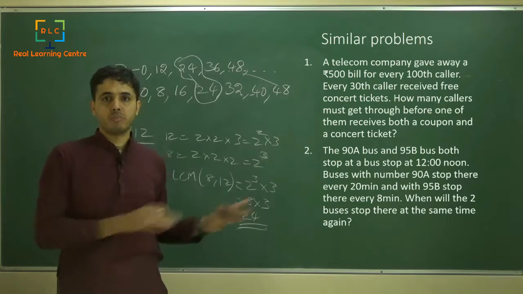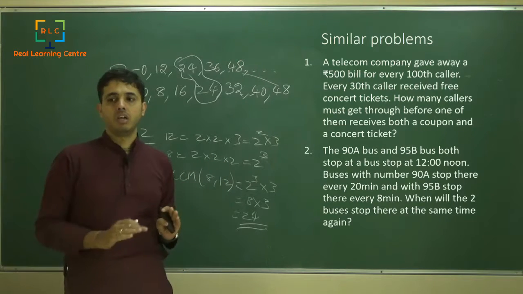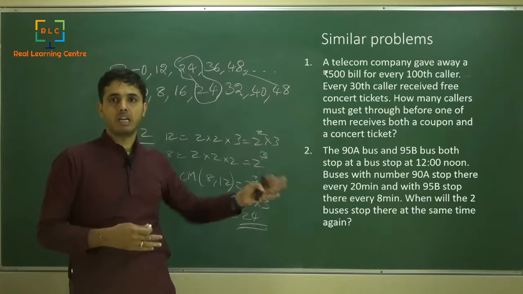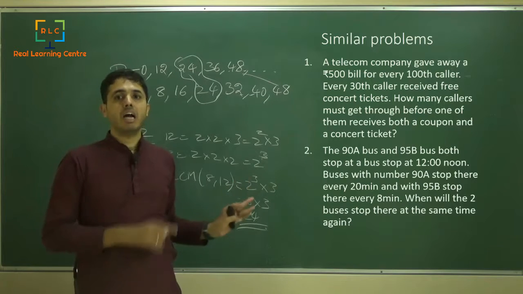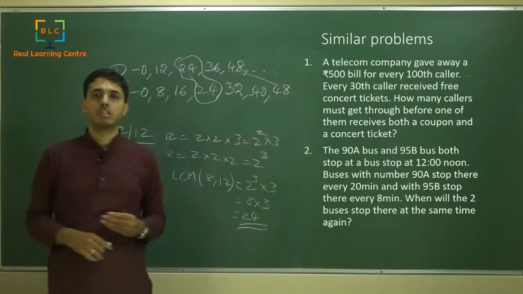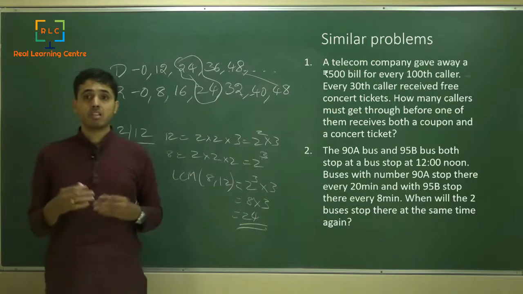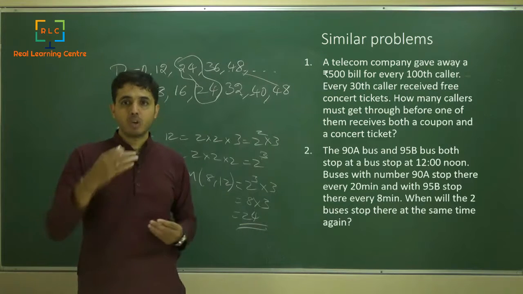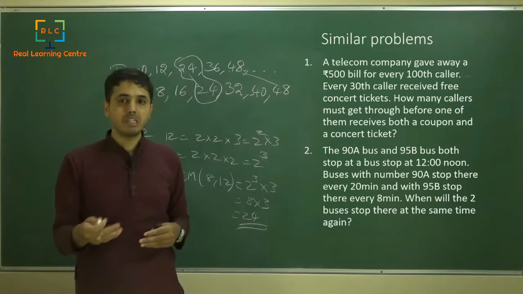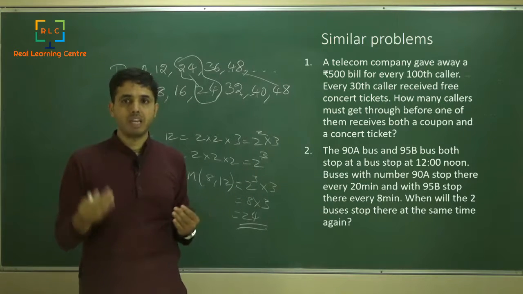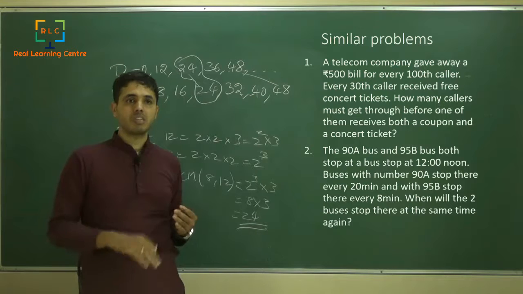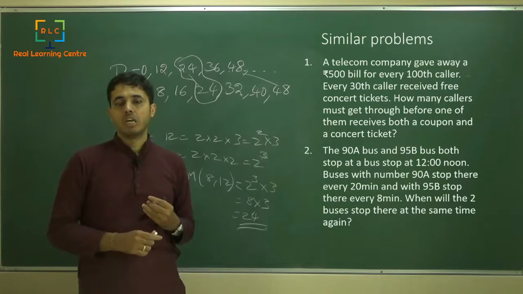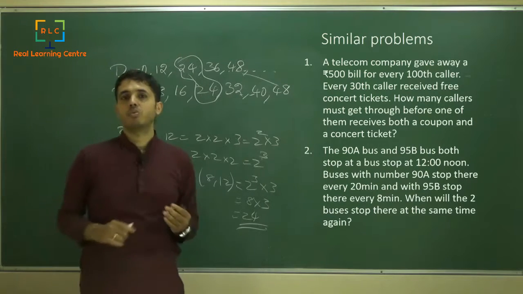Now at 12 noon, both of them stopped together. And now, when will both the buses, 98 and 95B, stop there again at the same time, the immediate next time? So again, why is it common? Because they would come together. And why is it multiple? Because they would repeat. 98 would repeat after every 20 minutes, and 95B will repeat after every 8 minutes. So multiple. And why least? Because it is the immediate next time they would stop together. I hope you got the idea of how to solve this problem.